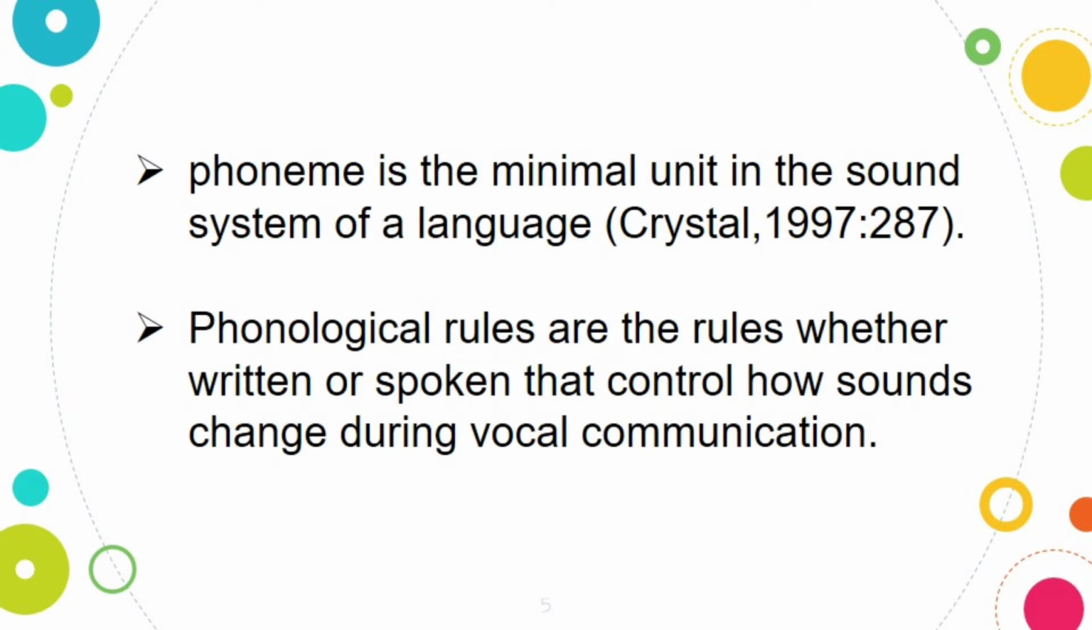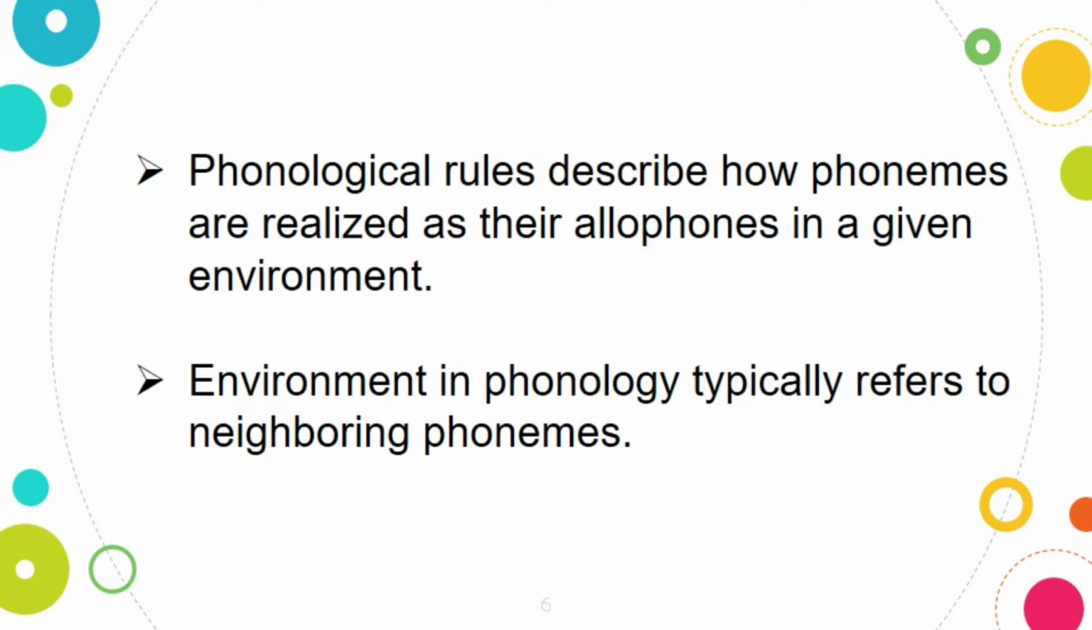According to the traditional phonological theories, a phoneme is the minimal unit in the sound system of a language. That's according to Crystal in 1997. Phonological rules are the rules, whether written or spoken, that control how sounds change during vocal communication. Phonological rules describe how phonemes are realized as their allophones in a given environment. Environment in phonology typically refers to neighboring phonemes.